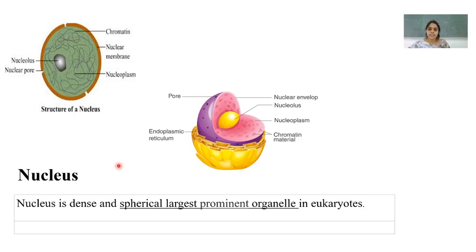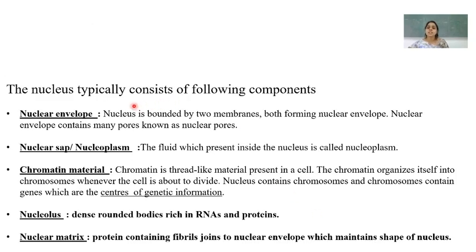First, let us study about nucleus. Nucleus is a very dense, spherical, largest, prominent organelle which is present in eukaryotes. The nucleus typically consists of the following components. They are nuclear envelope. Nucleus is bounded by two membranes, both forming a nuclear envelope. This nuclear envelope has many pores, which are known as nuclear pores.